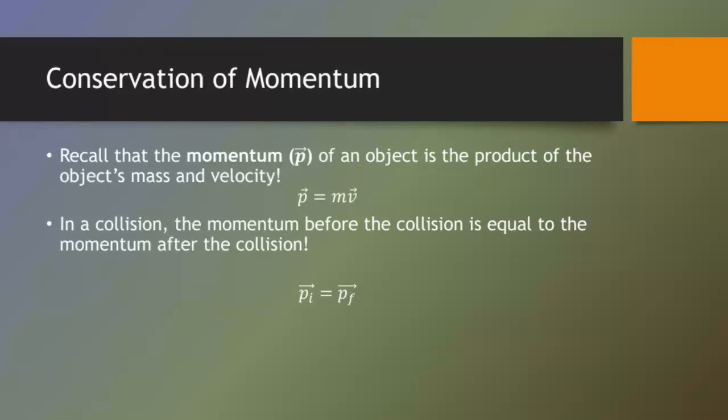One of the new concepts that we talked about this week was the idea of momentum. Recall that the momentum of an object is just the product of an object's mass and velocity. So you just multiply the two together.